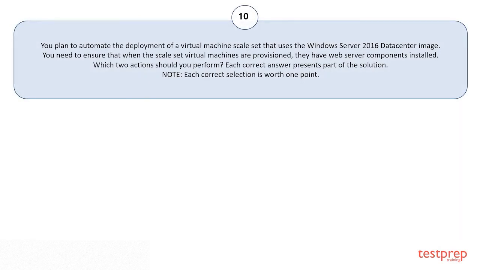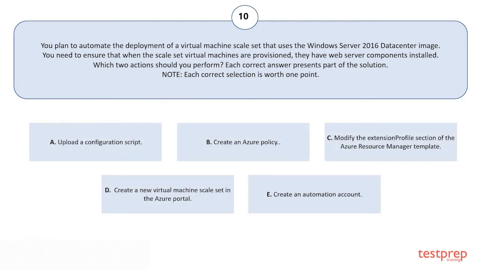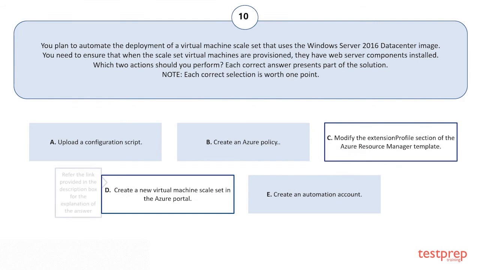You plan to automate the deployment of a virtual machine scale set that uses the Windows Server 2016 Datacenter image. You need to ensure that when the scale set virtual machines are provisioned, they have web server components installed. Which two actions should you perform? Each correct answer presents part of the solution. Note, each correct selection is worth 1 point. Your options are: A. Upload a configuration script. B. Create an Azure policy. C. Modify the extension profile section of the Azure Resource Manager template. D. Create a new virtual machine scale set in the Azure portal. E. Create an automation account. The correct answers are option C and D.